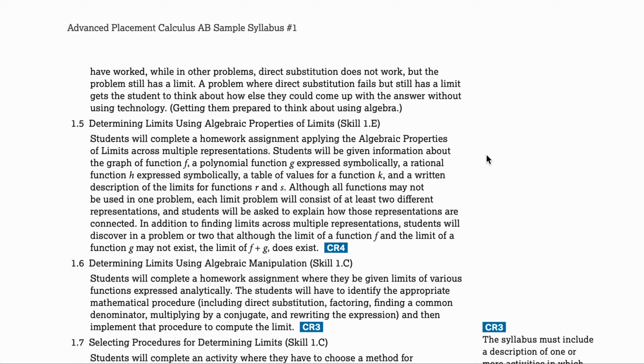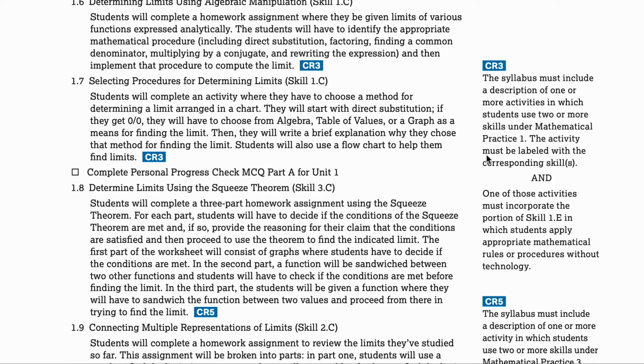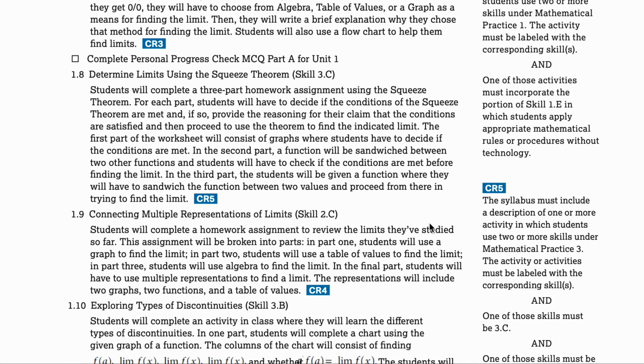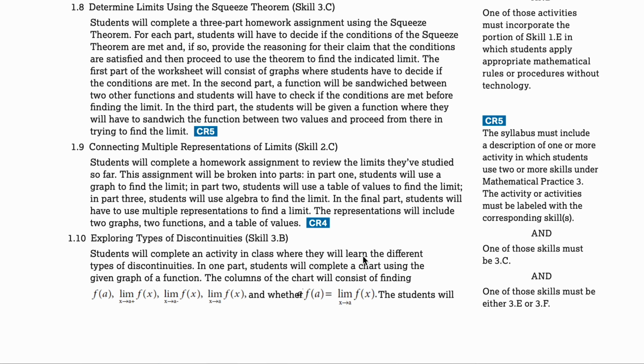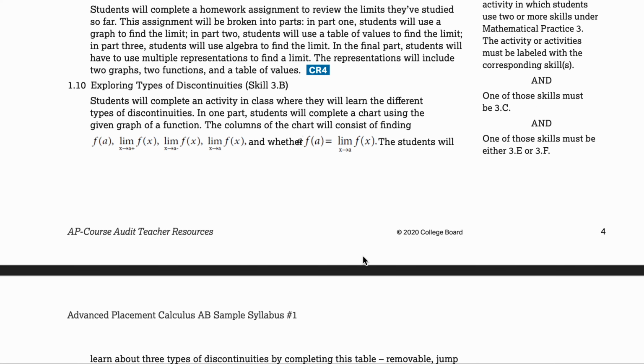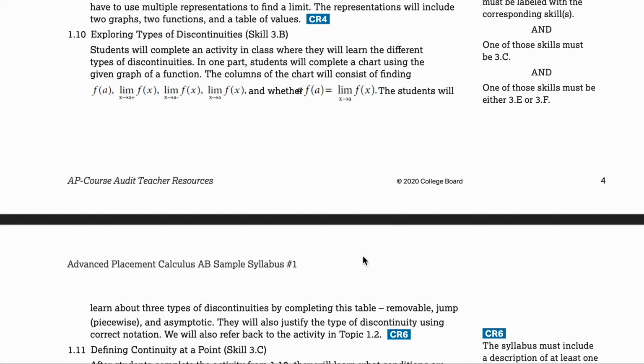This is where your Algebra 2 skills are going to come in a lot. So it's really important you're really comfortable with factoring, for example. You need to be really sharp on that. Then you're going to be introduced to the squeeze theorem, which is really important. And you're going to talk about different types of discontinuities: jump discontinuities, infinite discontinuities, and then removable discontinuities.